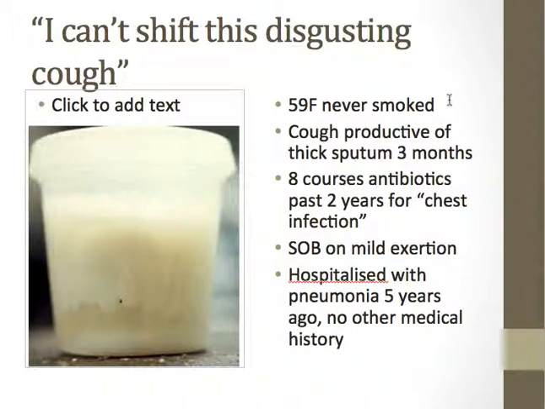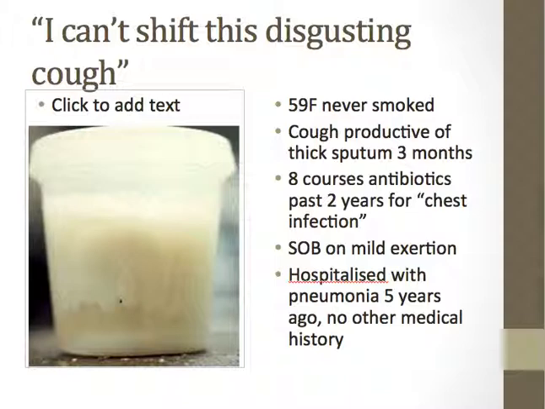She complains of a cough productive of thick sputum for the last 3 months. When you look back at her records, you see that she's had 8 courses of antibiotics in the past 2 years for a chest infection, which seems really quite a lot. She's now complaining of being short of breath on very mild exertion. She can't get up the stairs properly, and she can no longer look after her grandchildren, which distresses her very much. On direct questioning, she says she was hospitalised with pneumonia 5 years ago, but she doesn't have any other medical history of note.